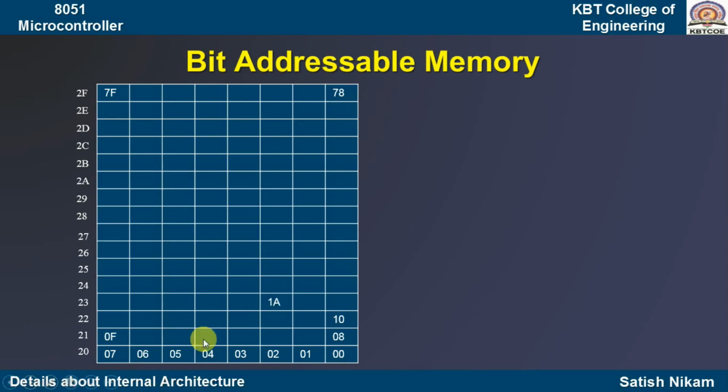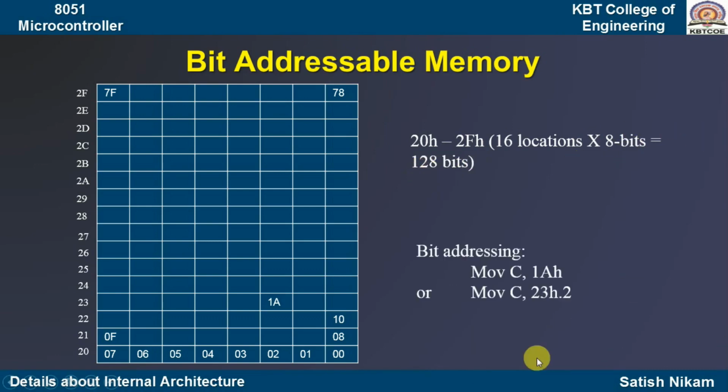Okay. So, what is the address of this particular cell? 23 memory location, bits 0, 1 and 2. 23.2 is the address of this particular cell. This is one way how we represent the address of this particular cell. So, here 20 to 2F, total 16 locations are there, and on one memory location we are having 8 bits. So, total 128 bits are there.